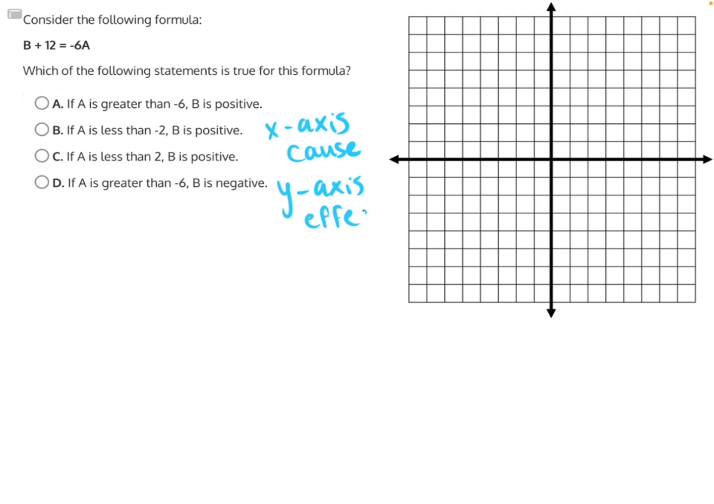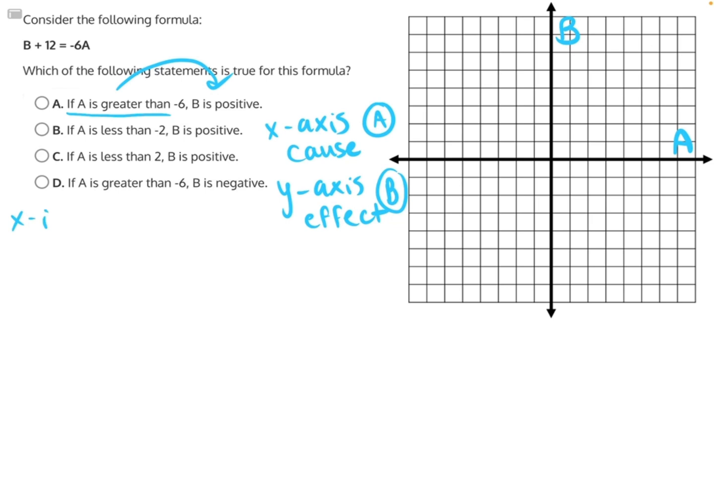So if we look at all of our answer choices, we can see that something is always happening to a to cause an effect in b, which would mean a is our cause variable, b is our effect variable, and we can label our axes accordingly. We can say our y-axis is b and our x-axis is a. And now we can look for our b and a intercepts, or our x and y intercepts.